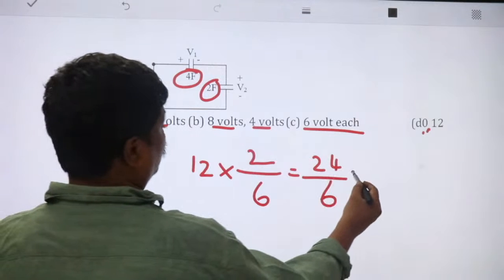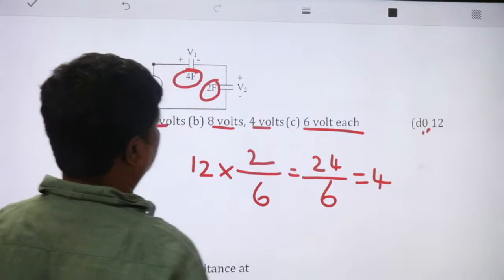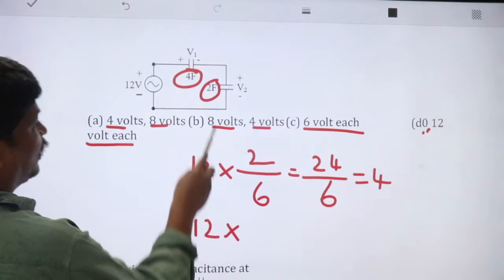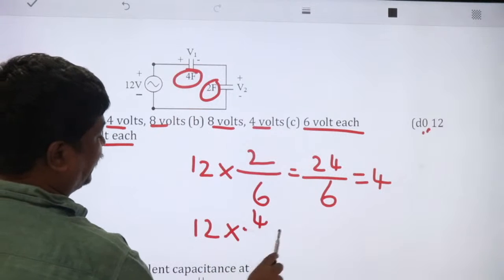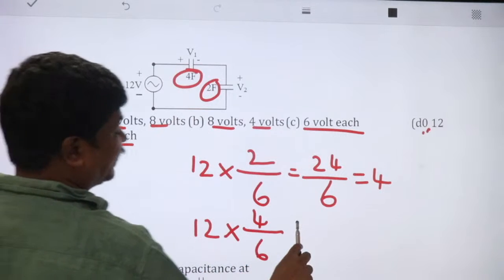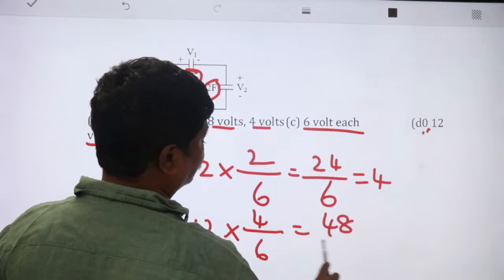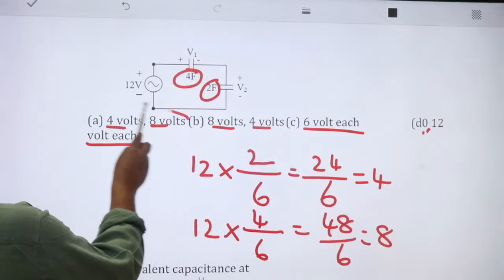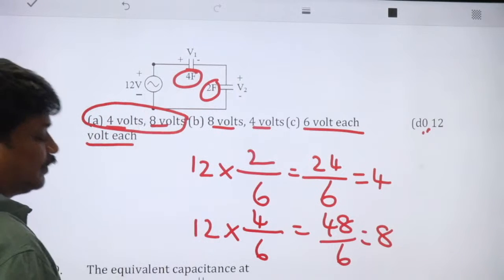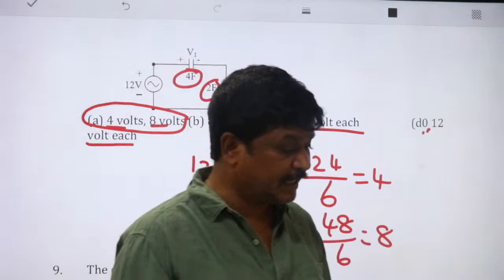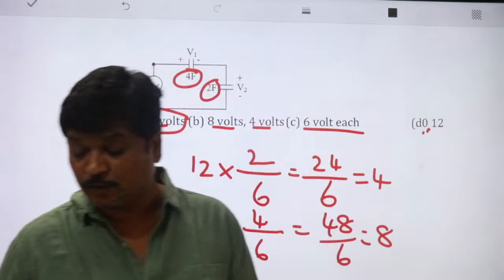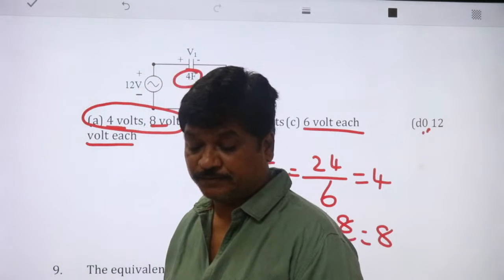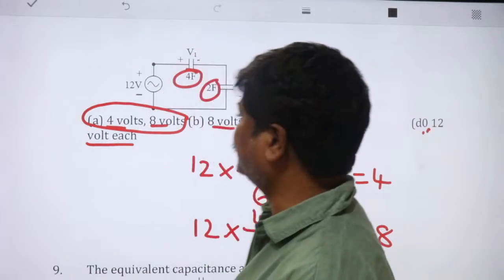One is having 4 volts. The other one is 12 into the opposite capacitance, 4 divided by 6, 48 divided by 6. So 8 is the answer. 4 volts and 8 volts is the answer. This is the opposite combination of the resistive circuit. Next.